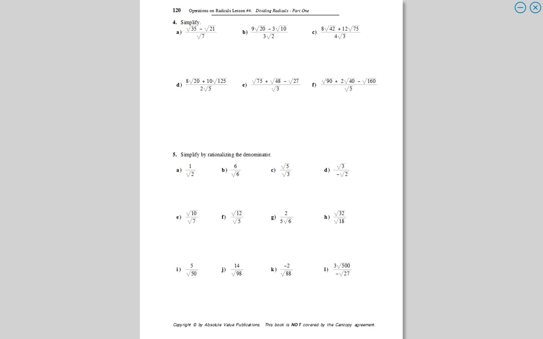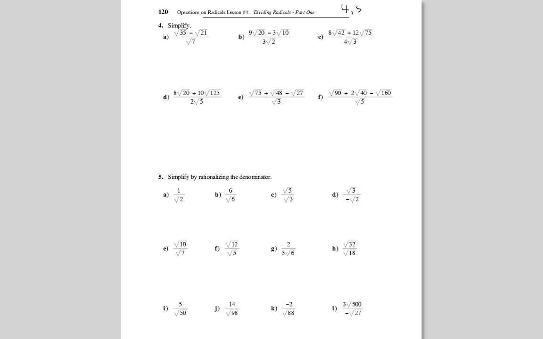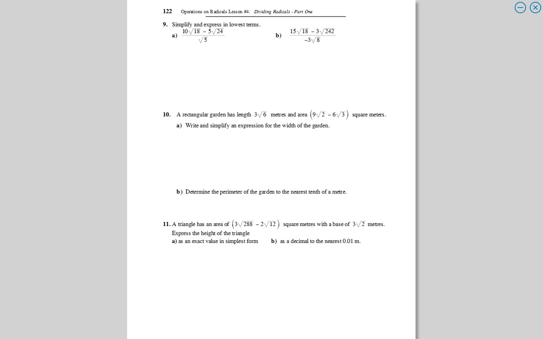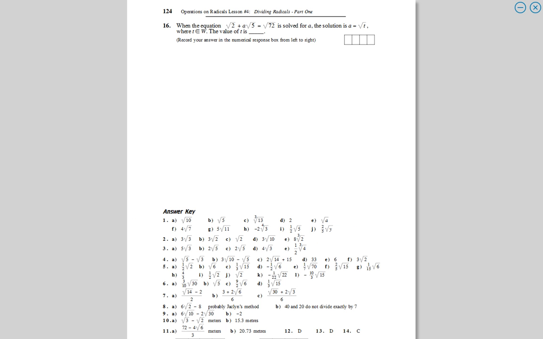Okay, with 4 and 5, similar story. If you want to do ACE, that would be cool. I would do all of 121, all of 122, all of this, up to 14 anyway. And then the numerical responses, you know, maybe Monday night before your test.